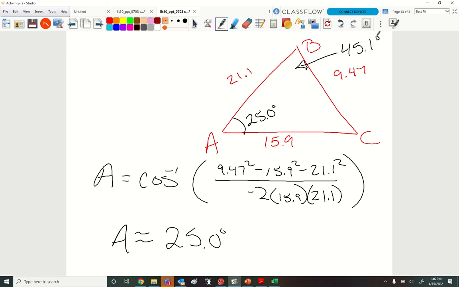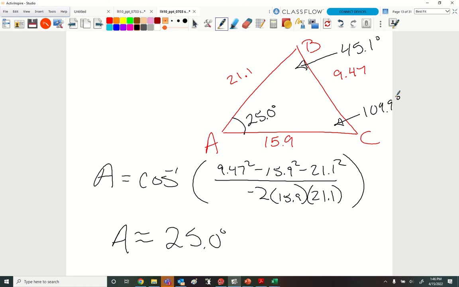Very good. Now, do I have to do this all over again for C? No. Say no. What do I know about all three angles in a triangle? They add up to 180. Very good. They're all going to add up to 180. So I can go 180 minus 25 minus 45.1. So my angle C should be 109.9.